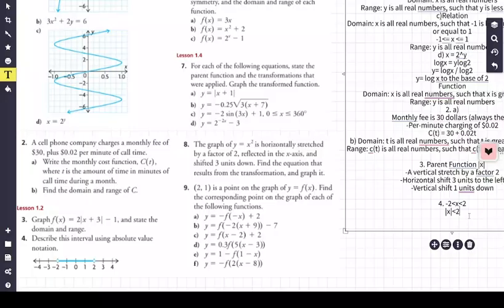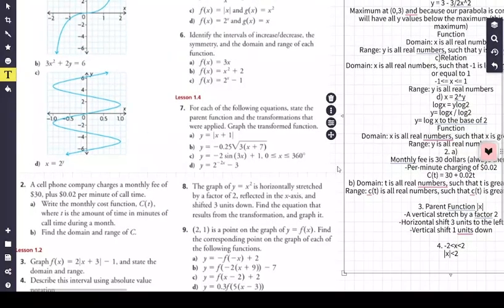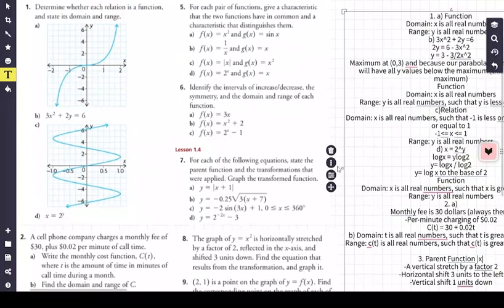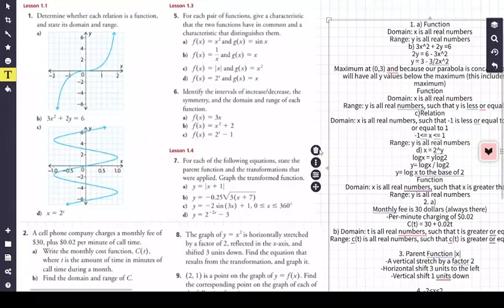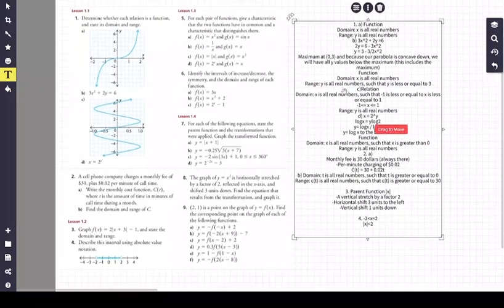Okay, let's go ahead and move on to unit 1.3. For each pair of functions, give a characteristic that the two functions have in common and a characteristic that distinguishes them. So right off the bat, we have a very obvious and very friendly function that we have worked a lot with. It is just f of x equals x squared. And also we have a sinusoidal function that some of us might hate, but some of us might love.